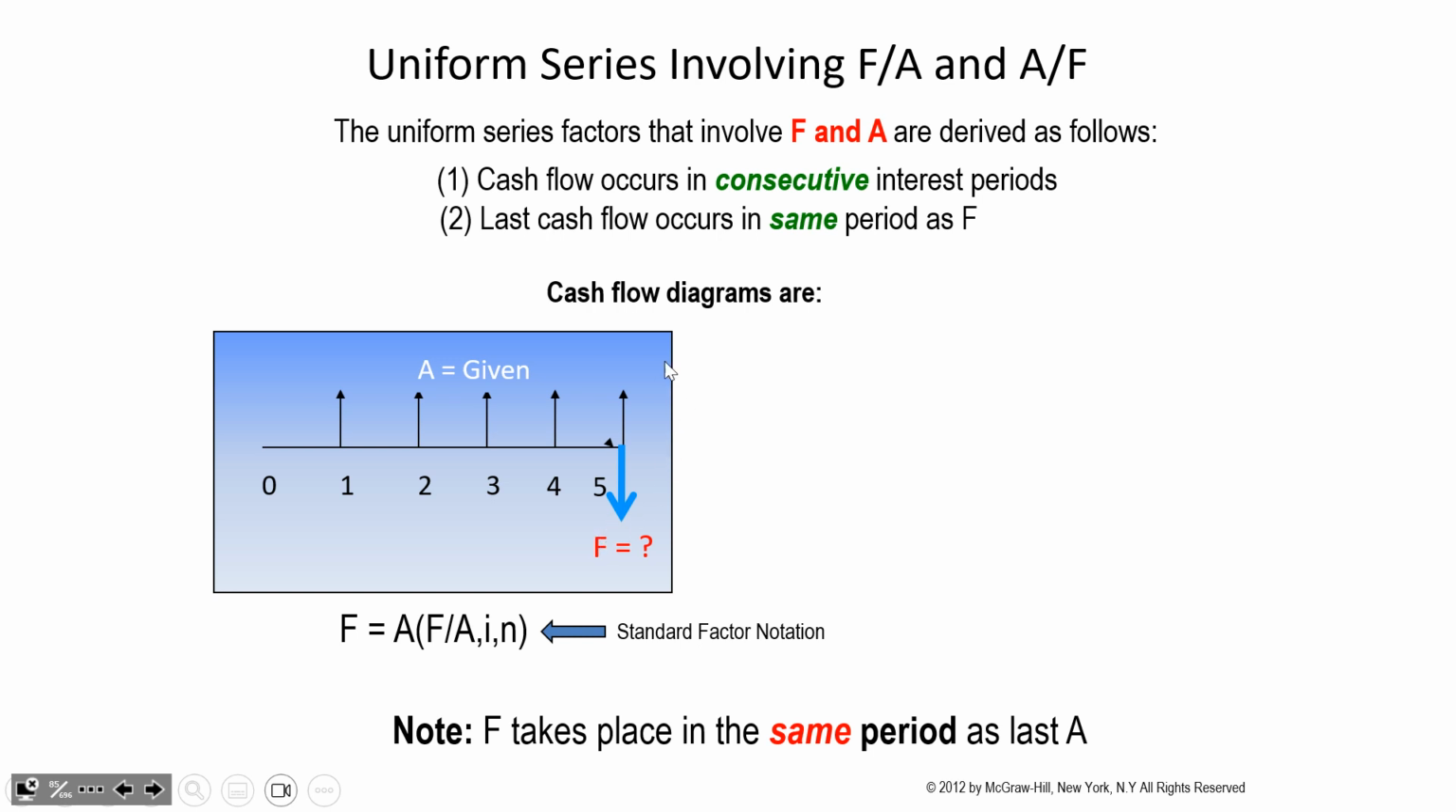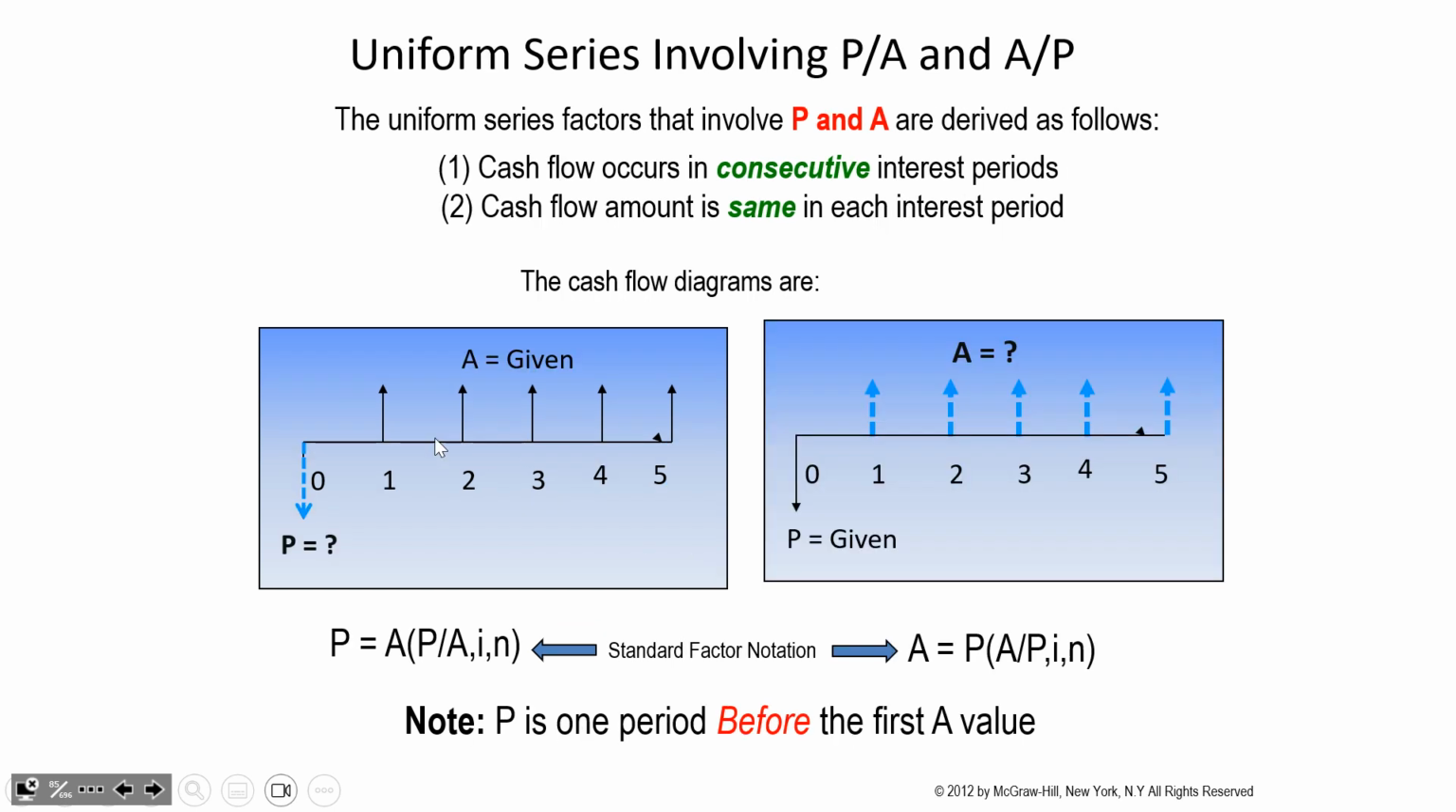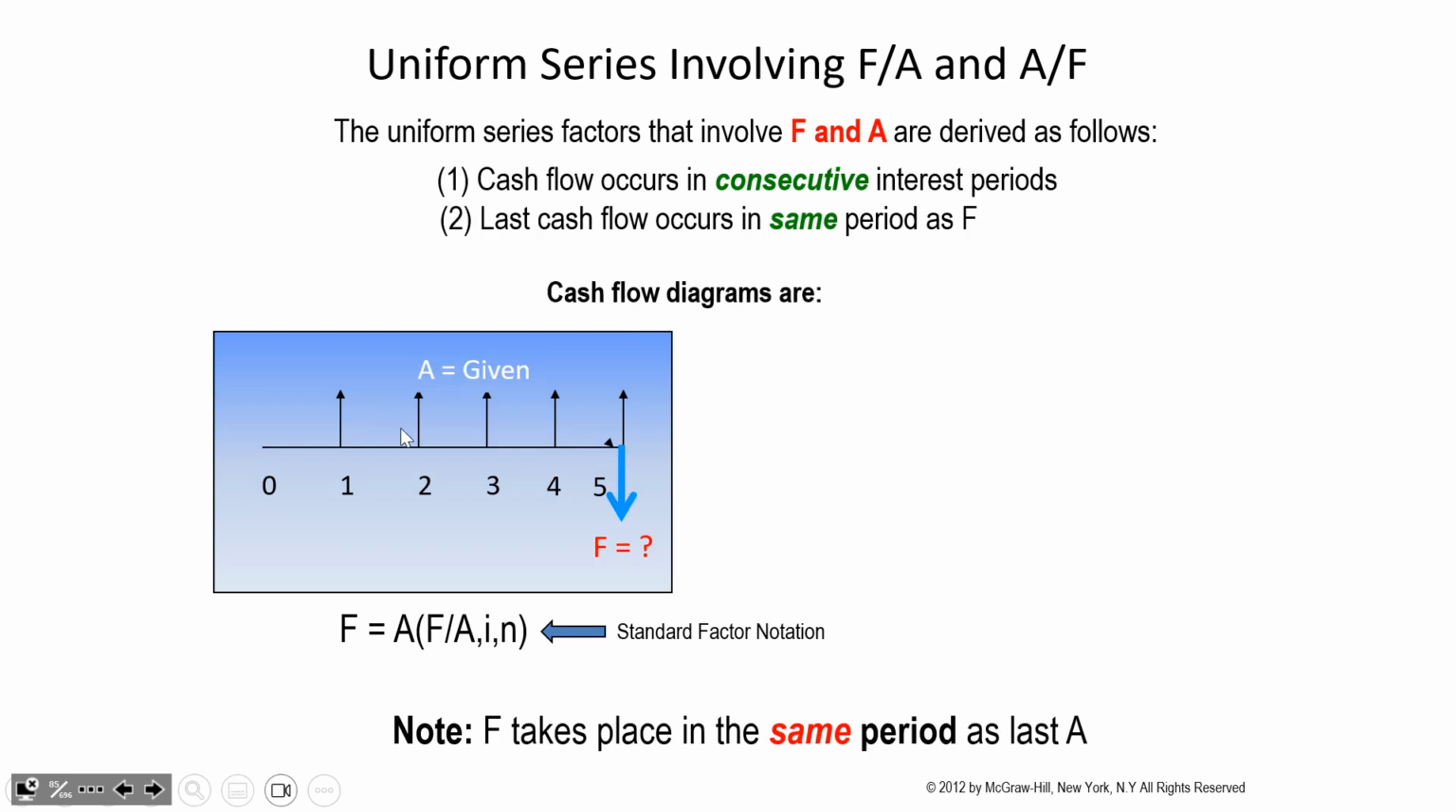So the major difference I'll point out is that the lump sum future value occurs in the same year as the last time the annual series showed itself. So it's a little bit different from when we're having P, where P is 1 year before the annual series, but F is in the same year as the last value.